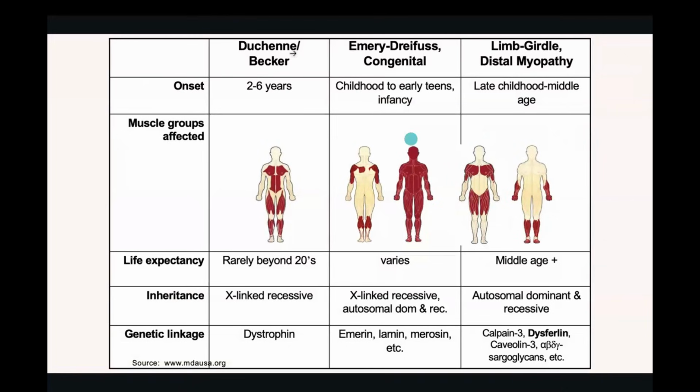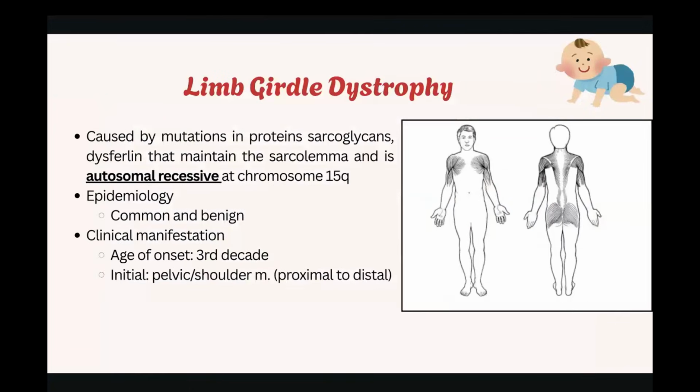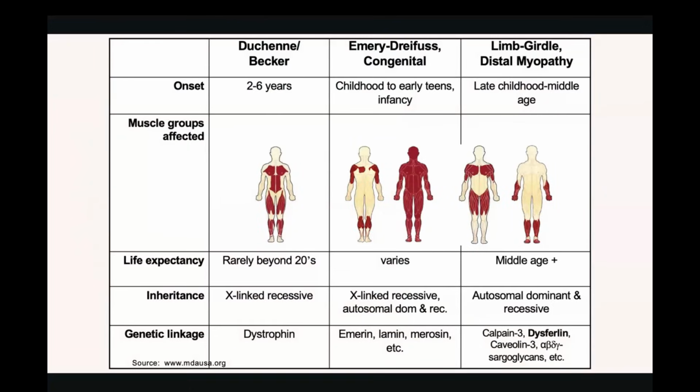So this is a comparison. Duchenne and Becker are usually put together. As you can see, they start from 2 to 6 years. Becker is usually later on. This is their muscle distribution, and again, the genetic linkage is dystrophin protein disorder. Limb-girdle happens in late childhood. As we said, it's a more benign disease, so life expectancy is higher. The genetic linkage here, as you can see, involves many other defective proteins, and it is autosomal recessive.